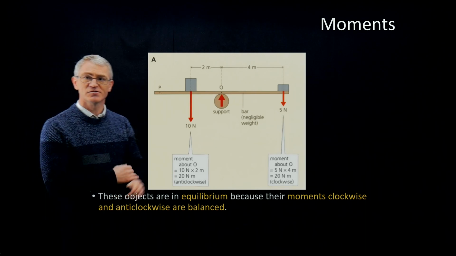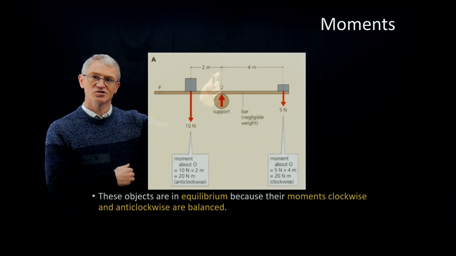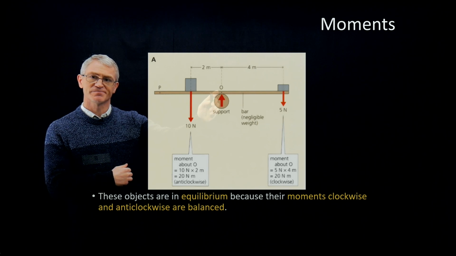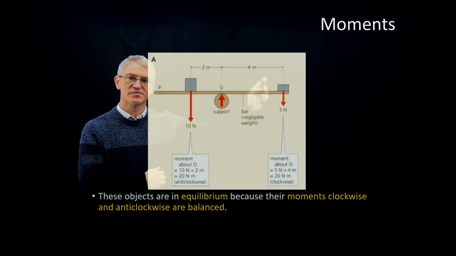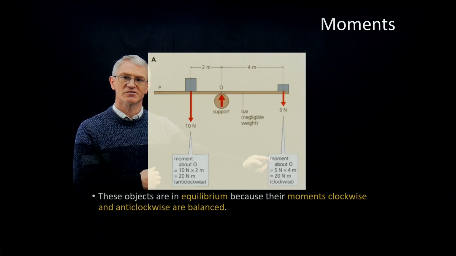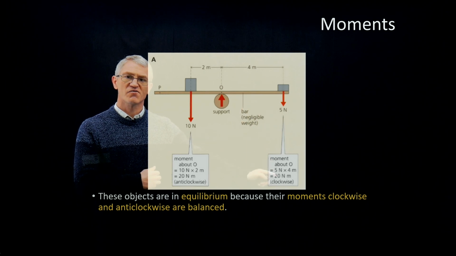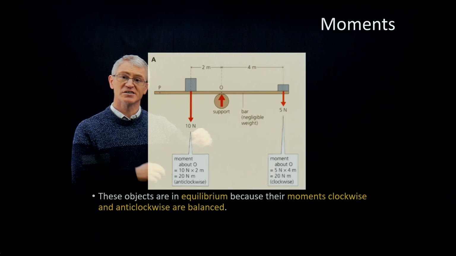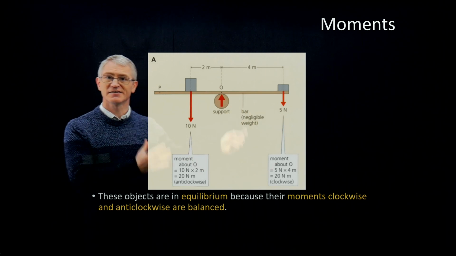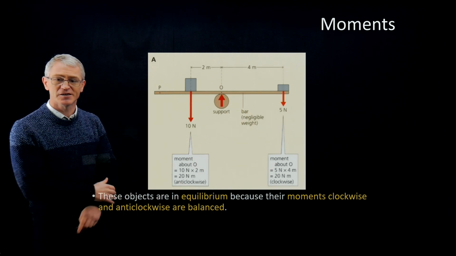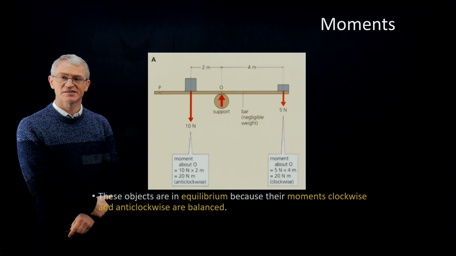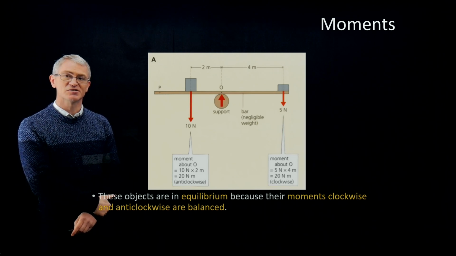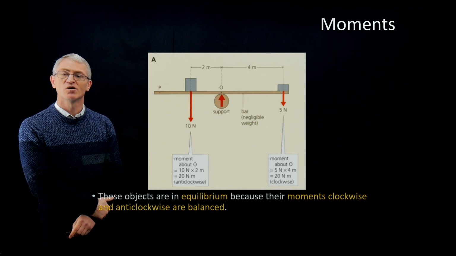Let's look at another one. You can see here 2 meters from the pivot, 10 newtons, 2 times 10 is 20. If we look here, 4 meters away from the pivot, 5 times 4 is 20. So we've got 5 times 4 is 20 and 10 times 2 is 20. So again, this is balanced. Now, that's some examples of calculating simple moments and being able to tell whether something is in equilibrium or not.